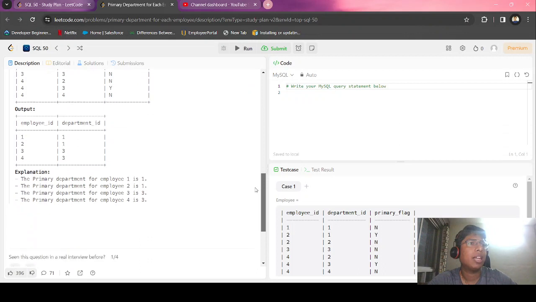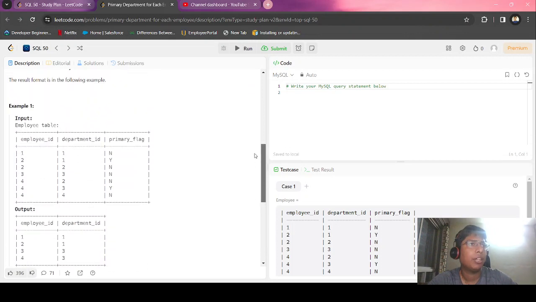Now let us get directly to the example. Suppose the employee table has employee IDs 1, 2, 2, 3, 4, 4. Oh sorry, employee 1 works for only one department and it has primary flag N. So in the output, employee 1 would be there with department 1. Employee 2 works in two departments and the primary department is 1 because of flag Y. So the output is 1. Likewise, we have to solve.